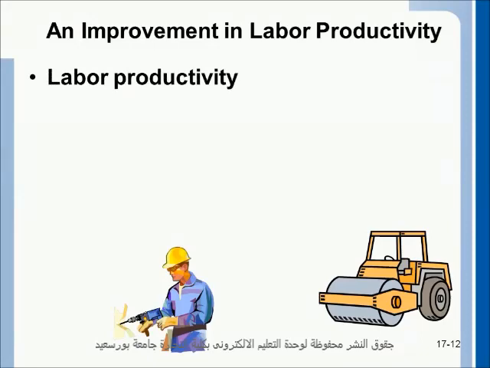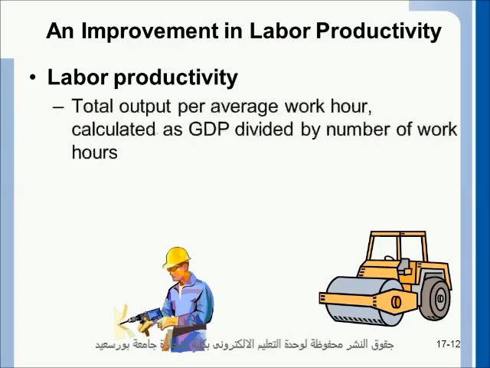The second factor for growth is labor productivity, and we must make an improvement in labor productivity. What do we mean by labor productivity? Total output or production per average work hour, calculated or measured as GDP divided by the number of work hours. I mean, this is labor productivity in hours.